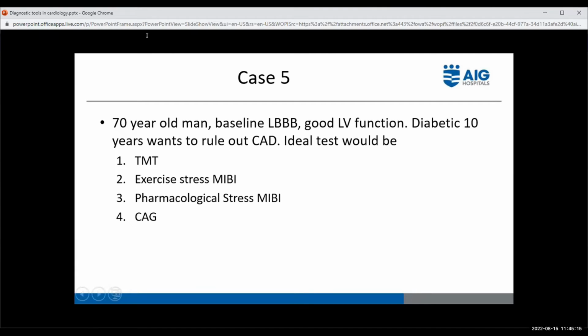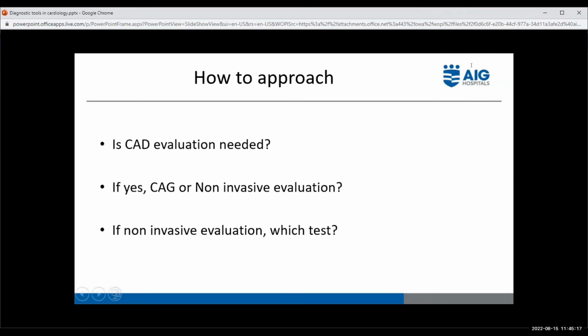Actually, these are all simple, but sometimes we land in confusion about what to do. So how to approach it? If the patient comes to the OPD with those kinds of symptoms, is a CAD evaluation needed or not? If yes, what is the next step? Is it a coronary angiogram or a non-invasive evaluation? If non-invasive evaluation, which test is to be done?